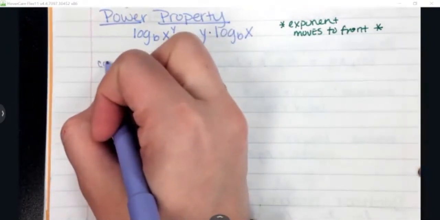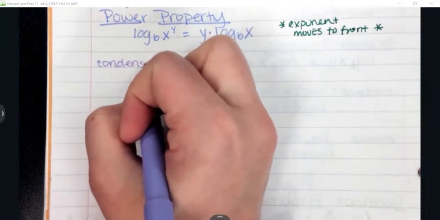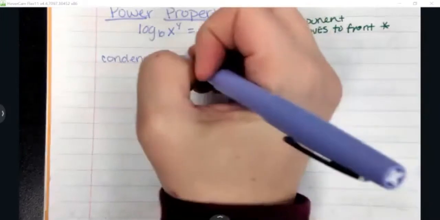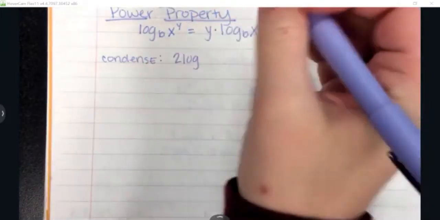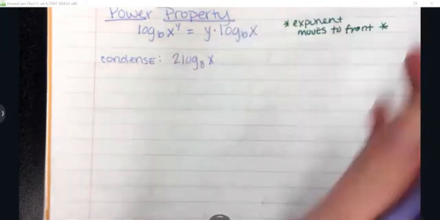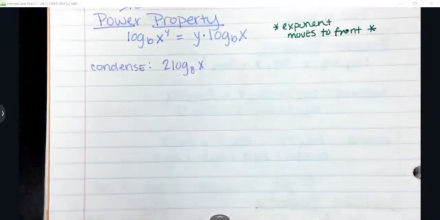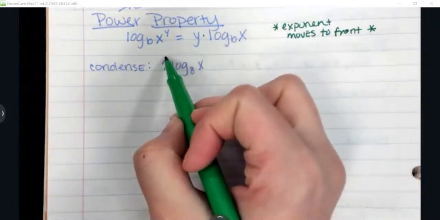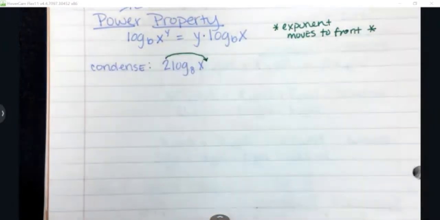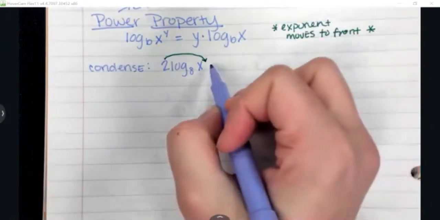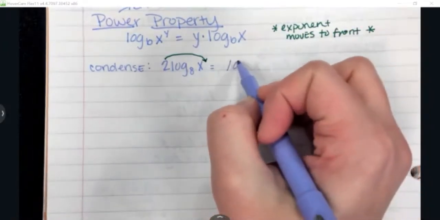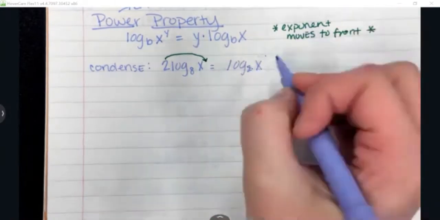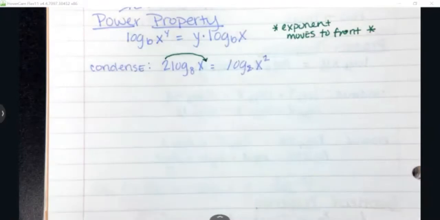So if I condense, which means to make small, I want it all together. So if I have 2 log base 8 of x, to condense it, I need to put my exponent where it belongs. So this exponent will go up at the power where the exponent goes. So it'd say log base 8 of x squared.